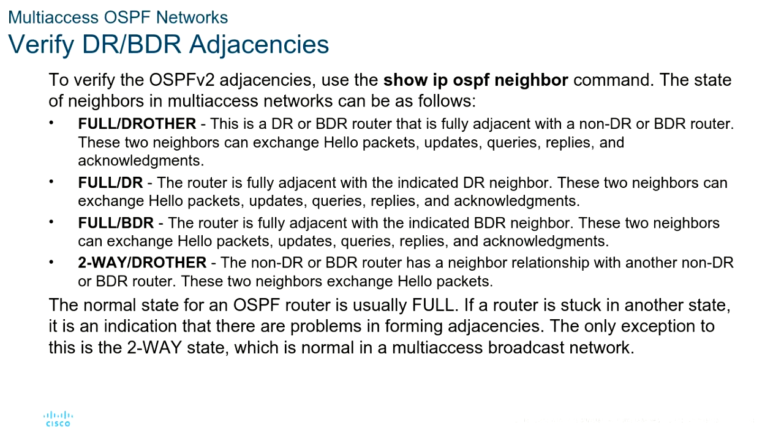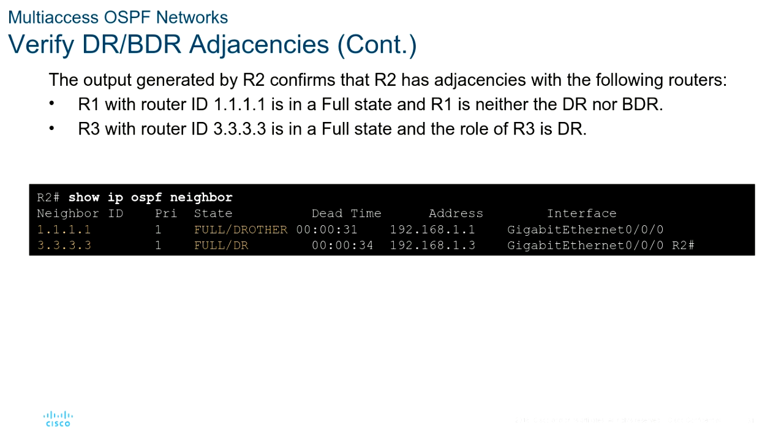So if it's not in the full state, something's wrong. IP addresses don't match. Something's going on that needs to be troubleshot. So here, R2, the man in the middle, show IP OSPF neighbor. His router 3 is the master router, the designated router. His neighbor router on the left, R1, with the lowest, worst possible number, is in the full state, but he's just a DROTHER. We want to be in the full state with each other.